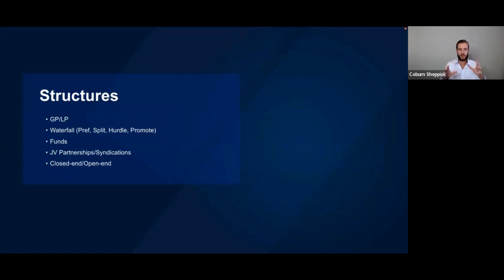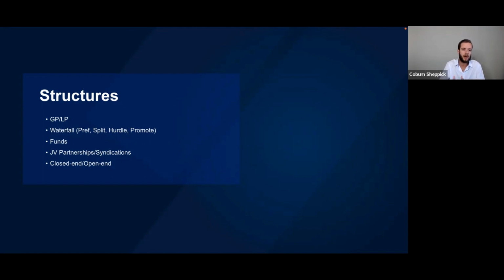The structures as it relates to private equity and venture capital, just like syndications, just like joint ventures, there's many different types of ways that this can be set up. It could be set up in funds, it could be set up in joint ventures or syndications, could be deal by deal, or it can be a pooled group of assets. However the partnership or the fund or the syndication is set up, there's always these similar structures.